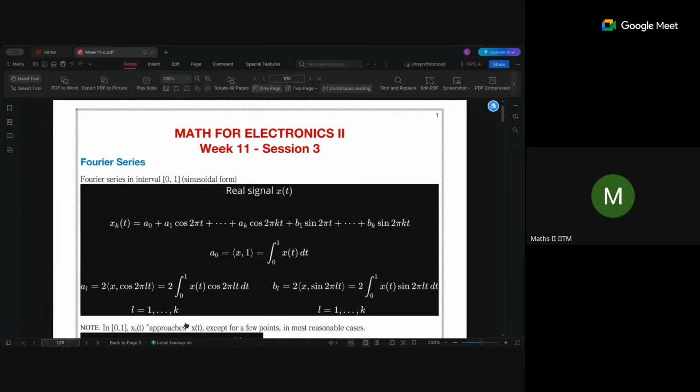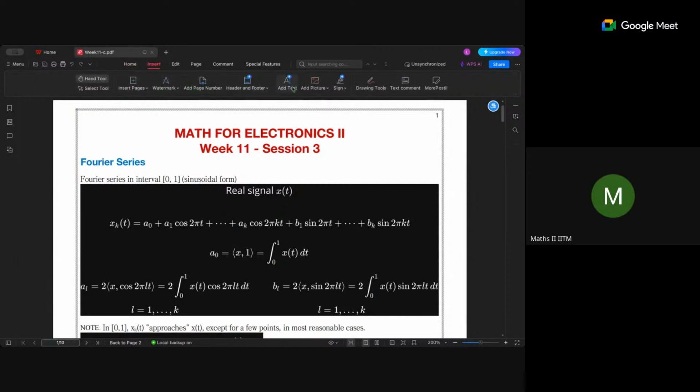So you project a function x of t on sinusoidal functions, and the resulting thing you get is the Fourier series, right? You have been introduced to this part. So let us see more about this Fourier series today. Let us consider a real signal x of t, with t varying in 0, 1.